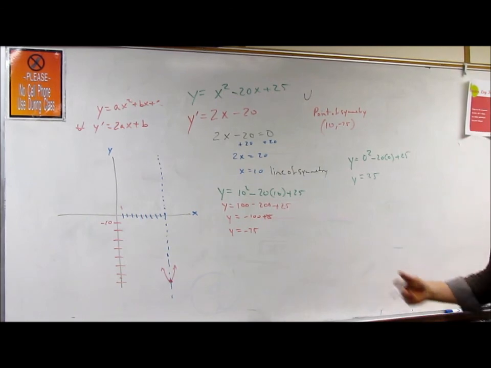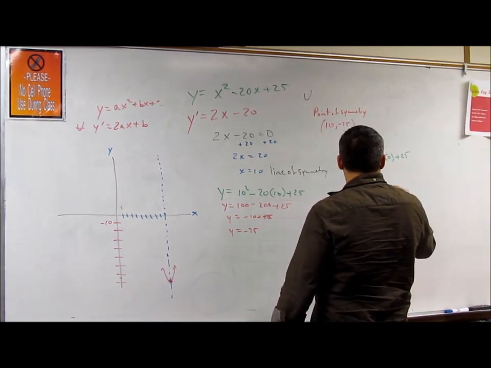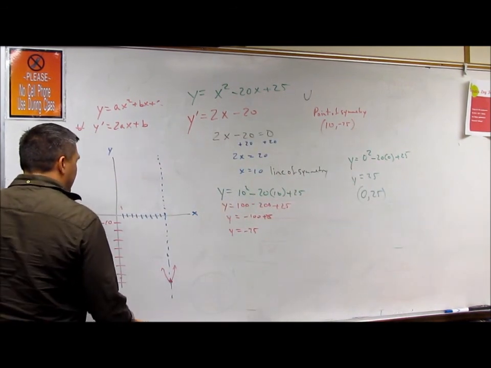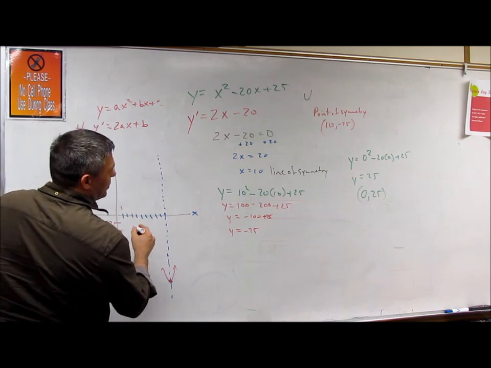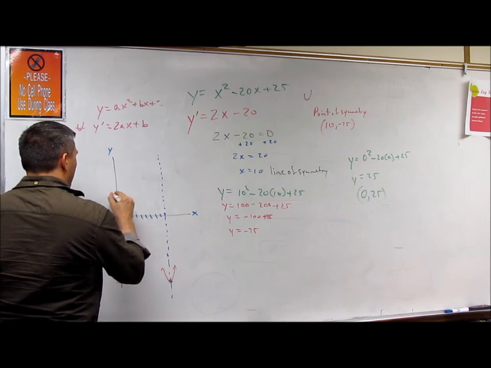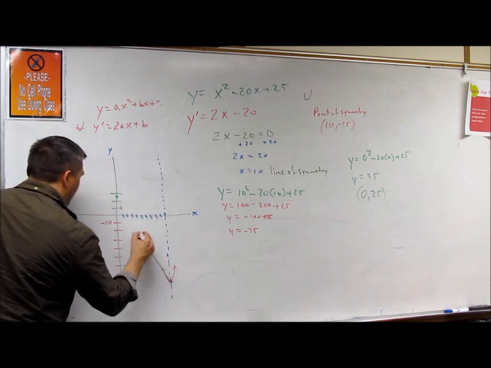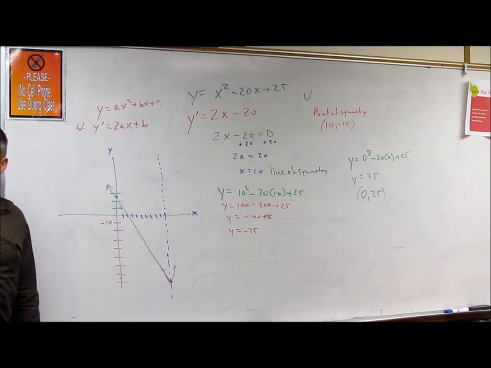Okay, so now I graph it. If x is 0, y is 25. That's what that's telling me. So at x is 0, y is 25. So where is 25? And again, 10, 20, 30. Boom, 25. Okay, so I know I'm coming up.